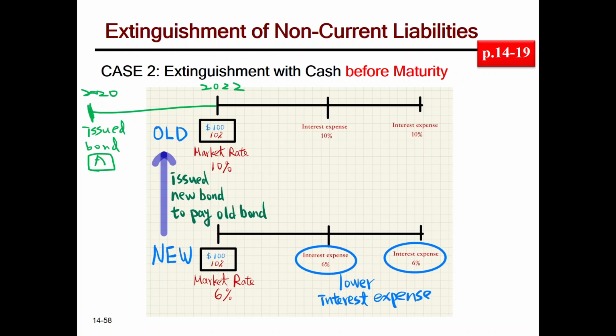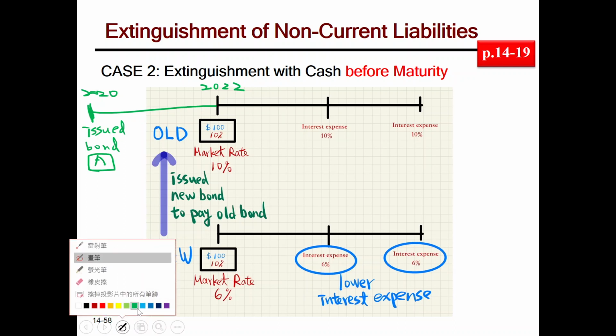For your old bond, you decide to buy back before the maturity date. But do you have the money? I don't have the money. Since you don't have the money, how could you pay the debt? Impossible. So what should we do? Borrow other money. So in 2022, I decide to issue bond B.